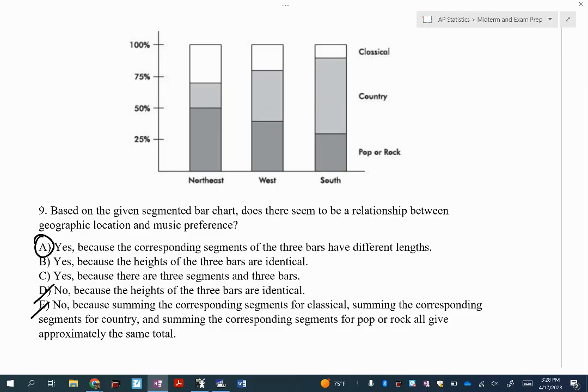Letter C is similar. It says because there are 3 segments and 3 bars, right? It could have 5 segments. It could have 2 segments. It doesn't matter, all right? It just means how many categories there are. So that's why there is a relationship between these two.